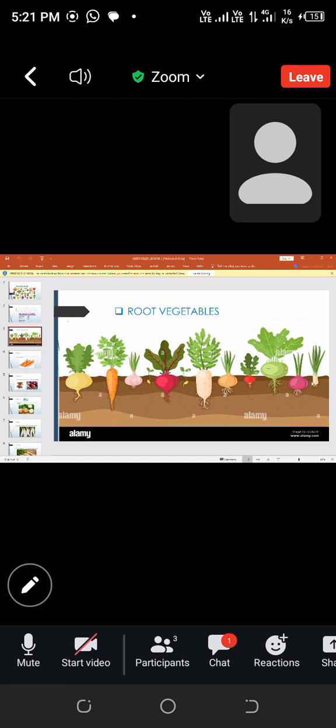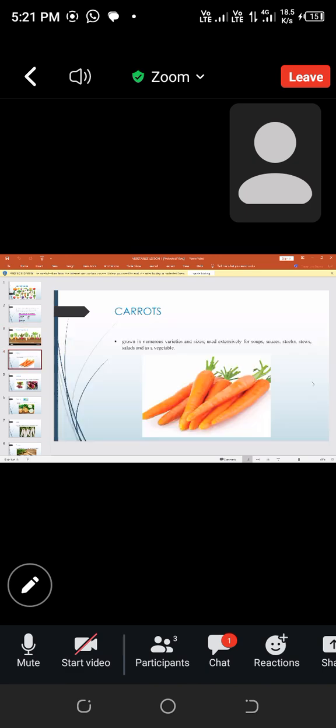That is carrots. Carrots are grown in numerous varieties and sizes, and they are extensively used for soups, sauces, stocks, stews, salad, and as a vegetable. So that is the carrot. You can see a picture of how a carrot looks. We now go to the next presentation.